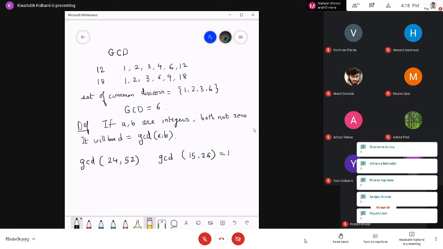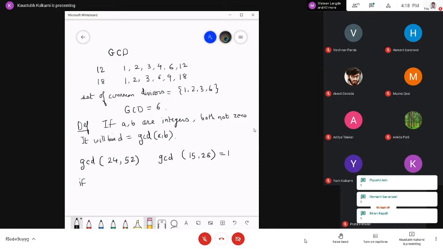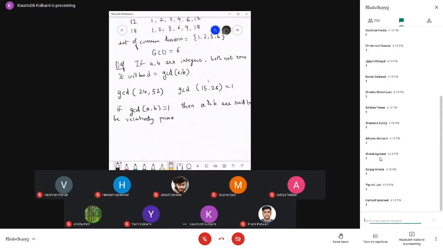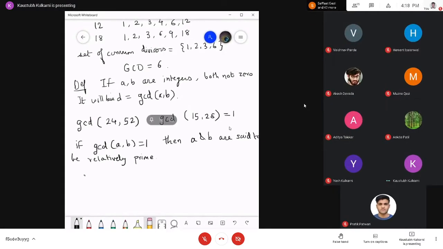There is a special terminology for such numbers. If the GCD of A and B is 1, then A and B are said to be relatively prime to each other. Some other examples of this can be 21 and 40. You think for a minute, their GCD is also 1, therefore 21 and 40 are relatively prime.